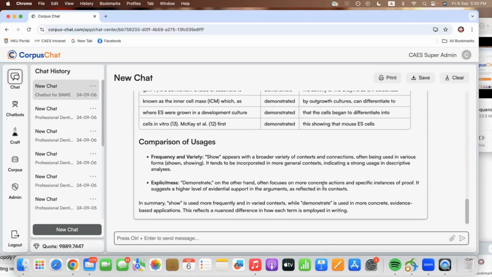And for demonstrate, even if it's not that frequently used, it suggests a high level of evidential support, while show will be more used in general contexts. Okay, pretty good answers and more reliable data. Then you may want to know more about, in terms of the grammar, how actually they're different in the usages. So you can further ask, how would you compare the grammatical patterns of these two words in the corpus? Again, present them in a keyword in context table.